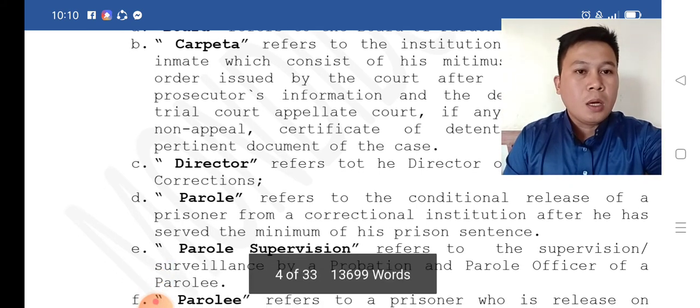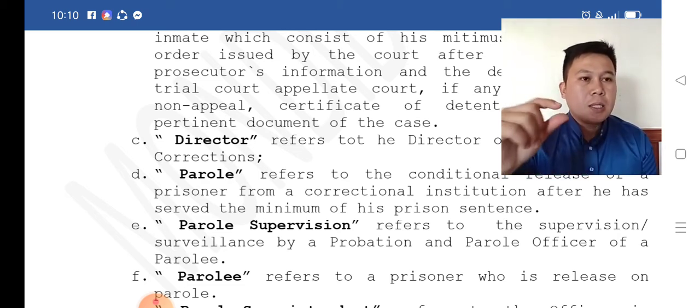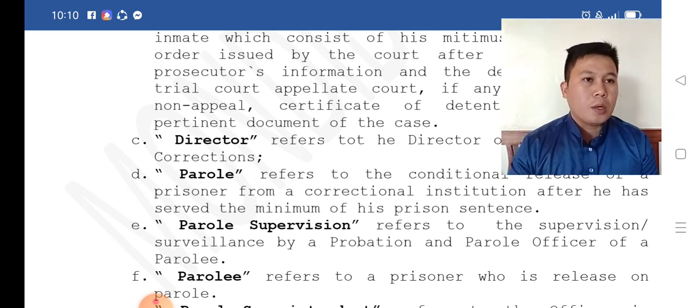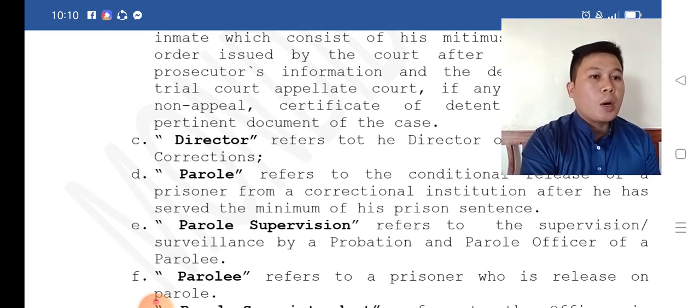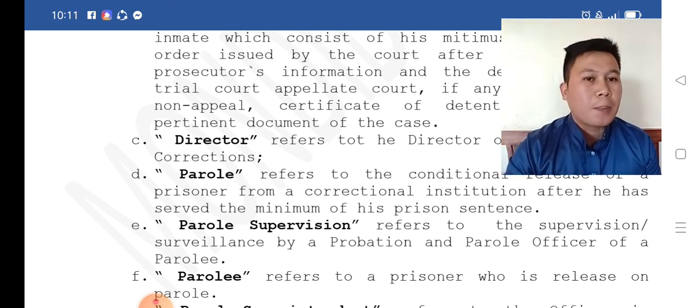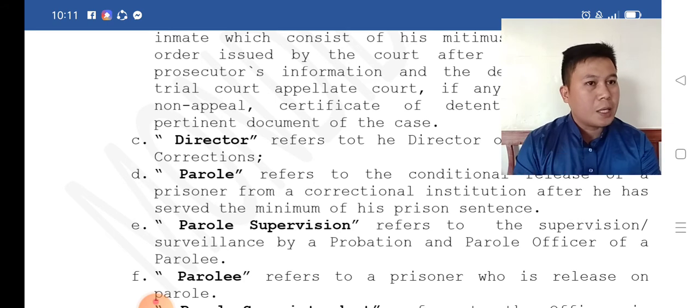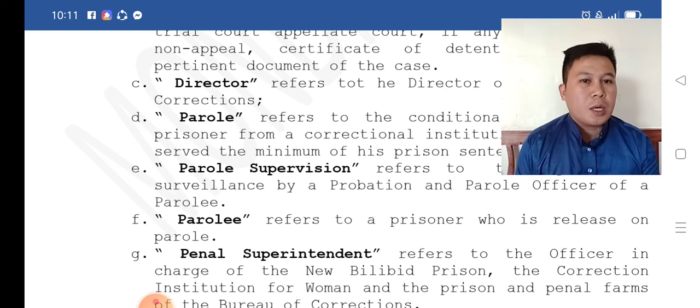Remember. Okay, we have parole supervision. It refers to the supervision, surveillance by a probation and parole officer of a parolee. So take note, the word parolee is the prisoner undergoing parole. Kung sino man yung nag-grantan ng parole, ang tawag sa kanya is parolee. And there is a probation and parole officer. This parole officer is the term to an individual supervising a parolee. Kung sino yung nag-supervise sa parolee, ang tawag sa kanya is parole officer. Baka itanong to sa board, may hirapan tayo. Okay, we have parolee. Ito sabi ko sa inyo kanina, ito yung release on parole.